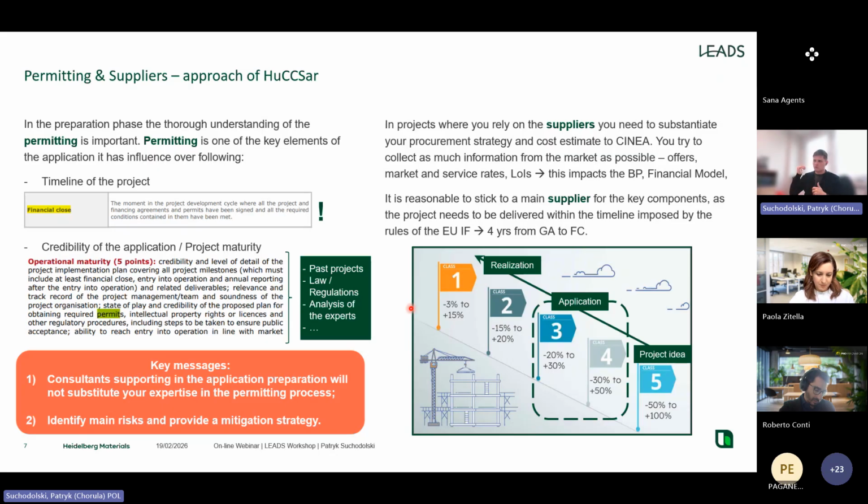You can sometimes use law or regulations. For example, in the NZIA, the Net Zero Industrial Act, there are some provisions on CO2 storages that if it's implemented into the country, then you have a fixed time period within which you are supposed to receive the answer to your permit application. Also use some analysis by experts, like for example law companies or permitting experts who can support you in creating this Gantt chart for the permitting process.